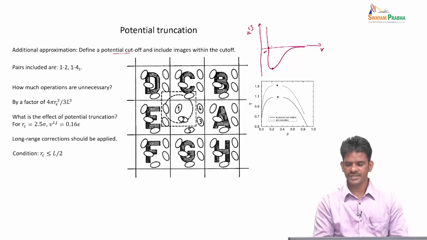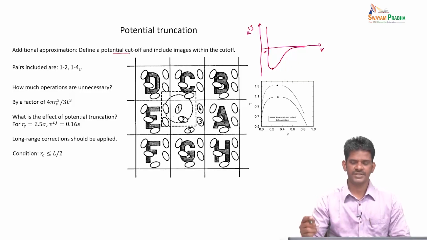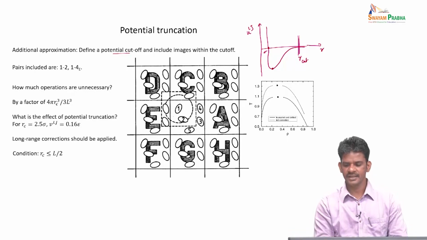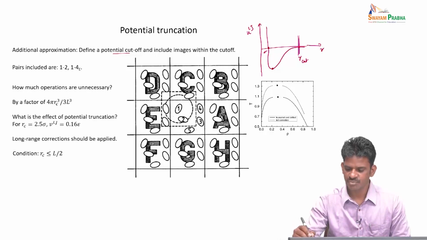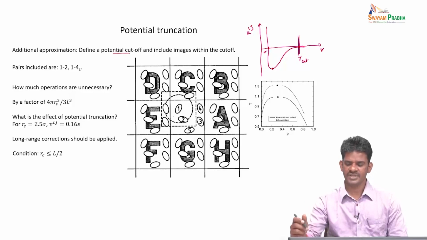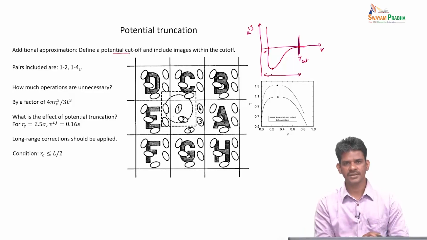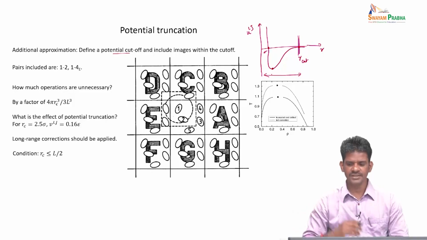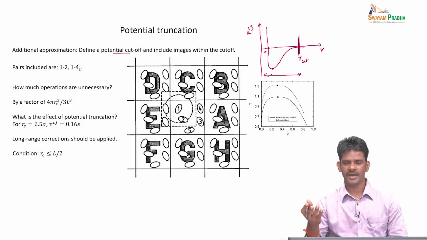What is generally done is, instead of looking at all the pair interactions, you consider only pairs which are up to a certain distance r cut. We define a parameter called r cut, and we truncate the potential at this point, and any pair beyond this distance we keep as zero interaction energy. The advantage of this potential cutoff is that I now have to worry only about pairs within a distance of r cut. I don't have to consider any pair beyond the r cut value. This greatly reduces the number of operations needed to calculate the potential energy.